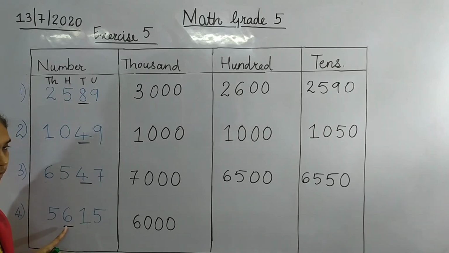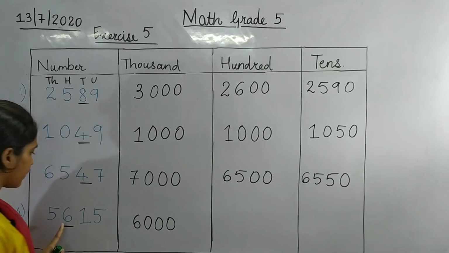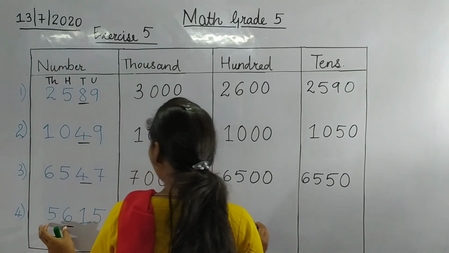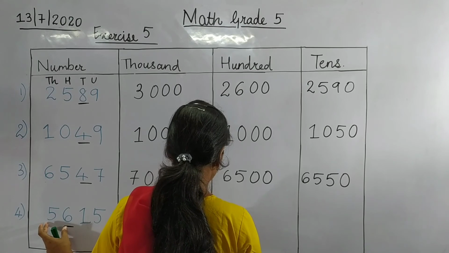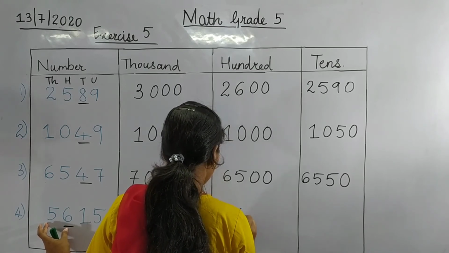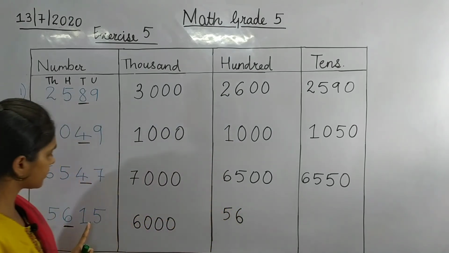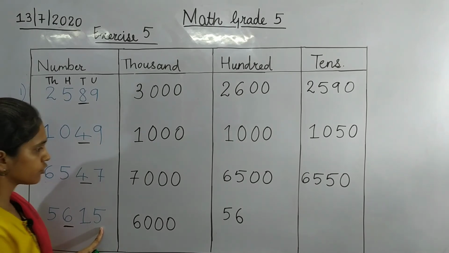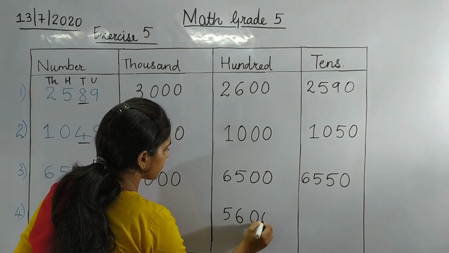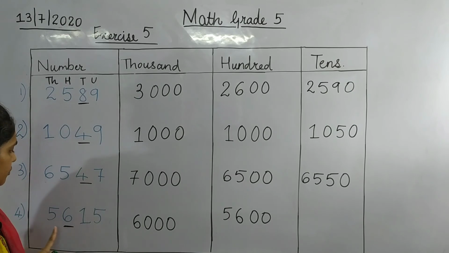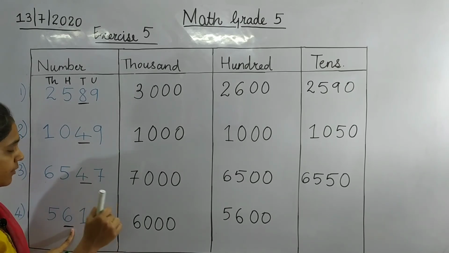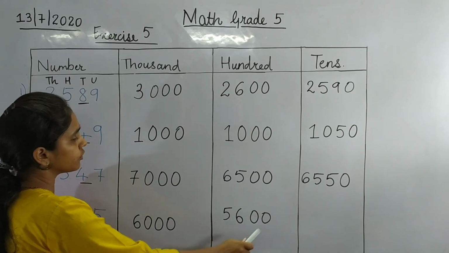So we don't add 1 to number 6. Number 6 remains as it is, and the before number 5 also remains as it is. So this becomes 5, 6. And there are 2 digits after number 6, so we put 2 zeros after this. So after rounding it off to its hundreds place, we get 5600.